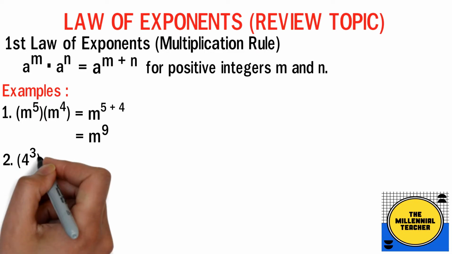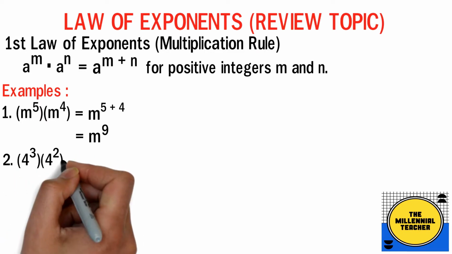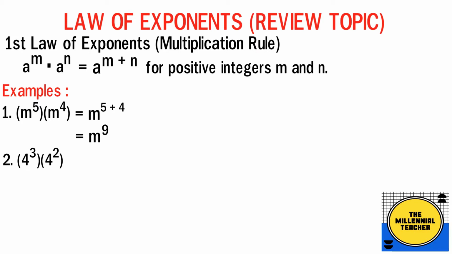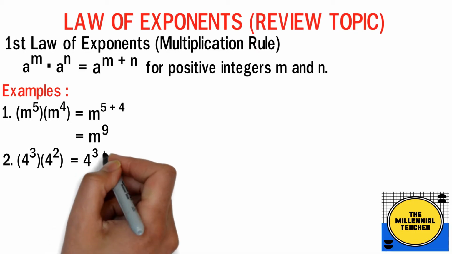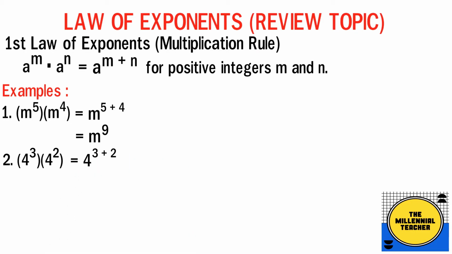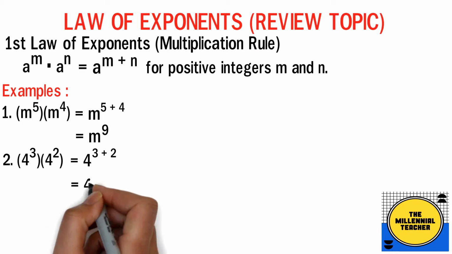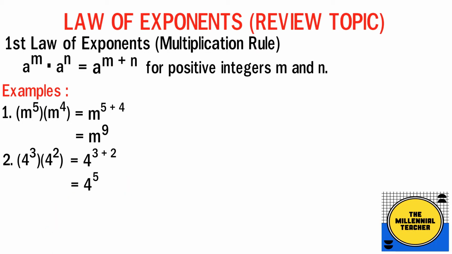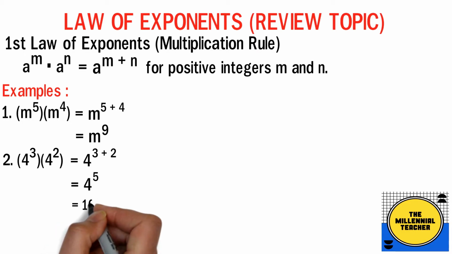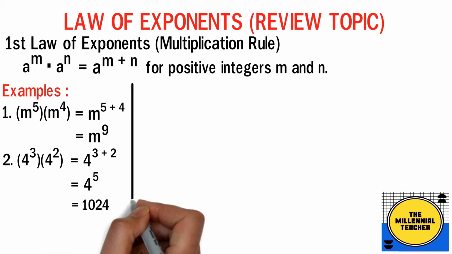Example number 2, ay 4 raised to 3 times 4 raised to 2. Just copy the base which is 4 and get the sum of exponent. Kaya magiging 3 plus 2. Kaya ang magiging sagot, student, ay 4 raised to 5. In this case ay pwede pa natin itong masimplify. Kaya, ang final answer, ay 1024.